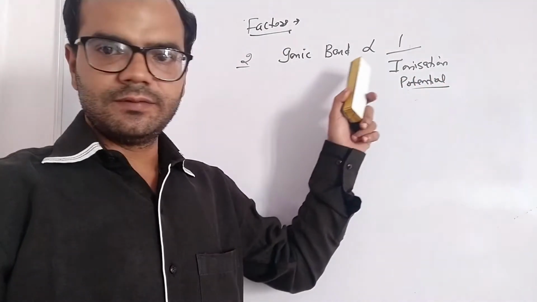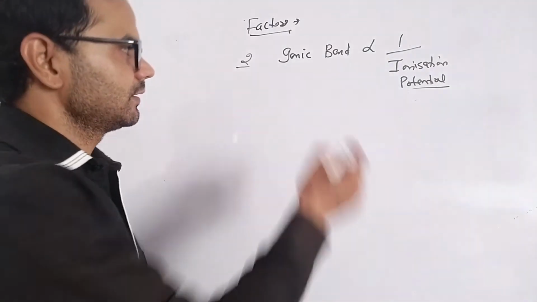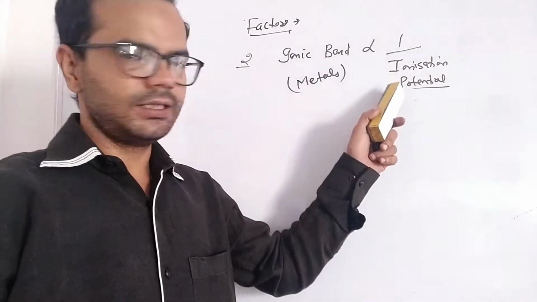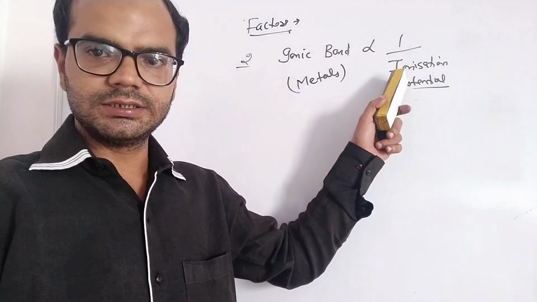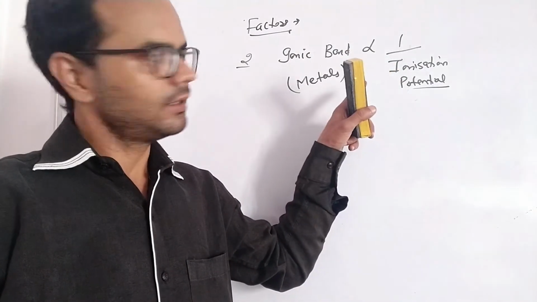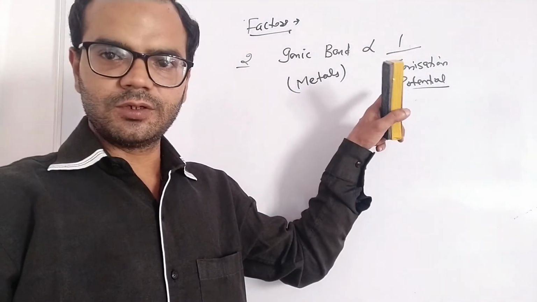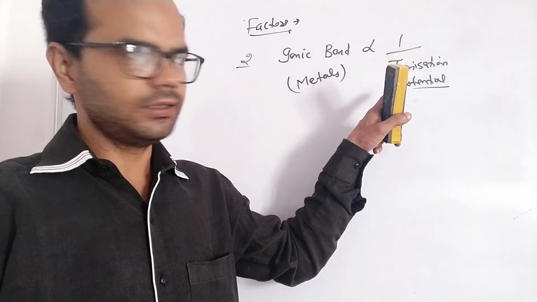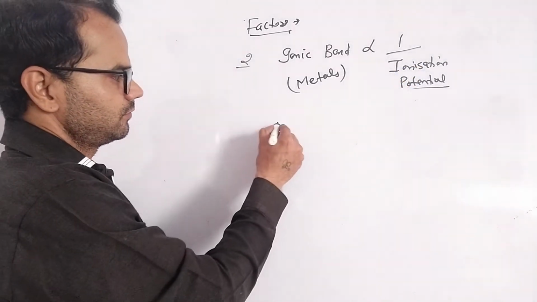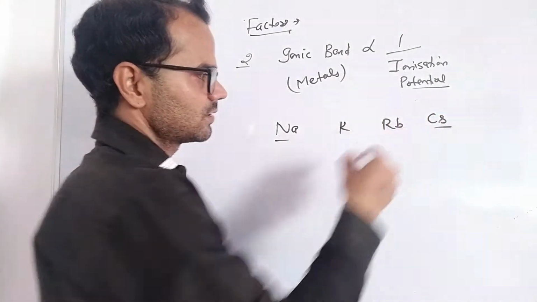Strength of ionic bond is inversely proportional to the ionization potential. Ionization potential is a characteristic property of metals, so we can compare metals with their ionization potential. Ionization potential or ionization energy is the minimum amount of energy required to remove the most loosely held valence electron from a gaseous atom. For example, we have the members of group: sodium, potassium, rubidium, cesium.